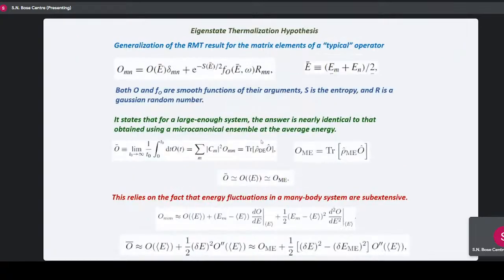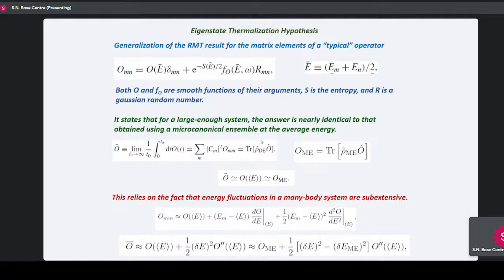So to remedy this problem, there is the eigenstate thermalization hypothesis, which tells you that this matrix element has a special structure, and this holds only for quote-unquote typical operators, which are reasonably local. And the structure is something like this. Here O and f are smooth functions of their arguments. Omega is the energy difference between the states m and n, E bar is the average energy, and S is the entropy. Therefore the off-diagonal elements are exponentially suppressed, because this entropy is very large for a thermodynamic system.